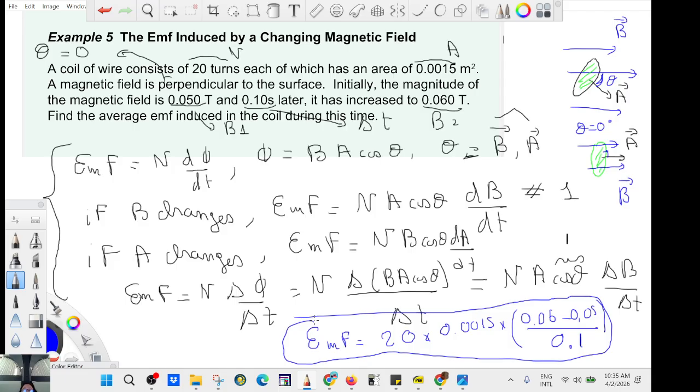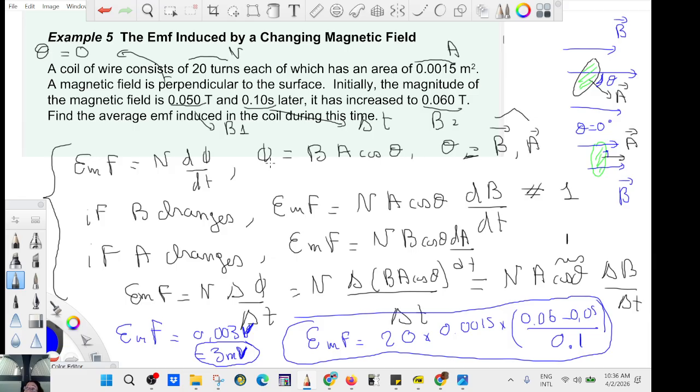You get that? So what do you get? EMF is 0.003 volt, which is 1, 2, 3, so 3 millivolt. So you are inducing a voltage. If there is a voltage, there is an electric field. And what is the electric field doing? It's circulating. It's going around.